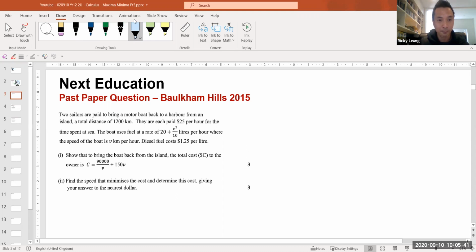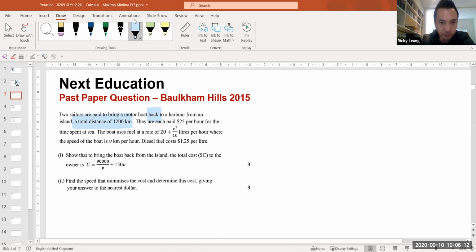So if you had to highlight key facts there, they need to bring it back, right? So they go to the island and then back. So it's a 2-way trip and the total distance is 1,200. Sometimes this can be made slightly harder by saying, instead of giving you the total distance, that the distance between the harbor and the island is 600 and you have to double it. So just to get rid of the ambiguity, total distance is 1,200.